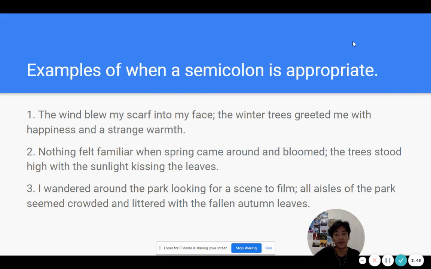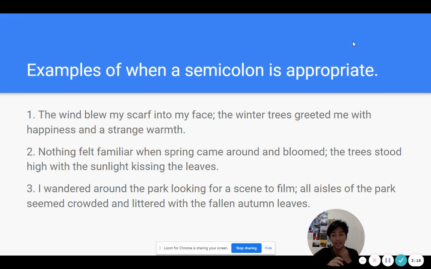So let's read number one. The wind blew my scarf into my face; we move to the next clause. The winter trees greeted me with happiness and a strange warmth. Nothing felt familiar when spring came around and bloomed. The trees stood high, with the sunlight kissing the leaves. I wandered around the park looking for a scene to film. All aisles of the park seemed crowded and littered with the fallen autumn leaves.